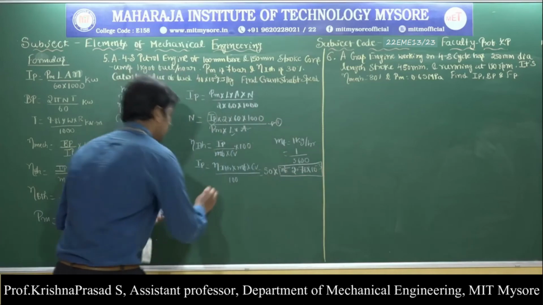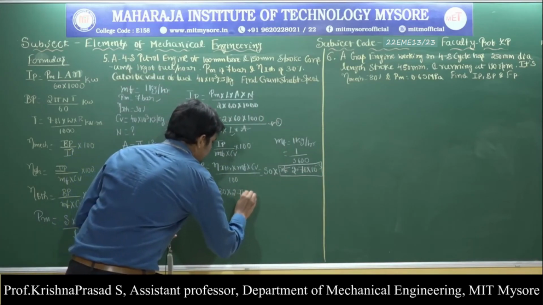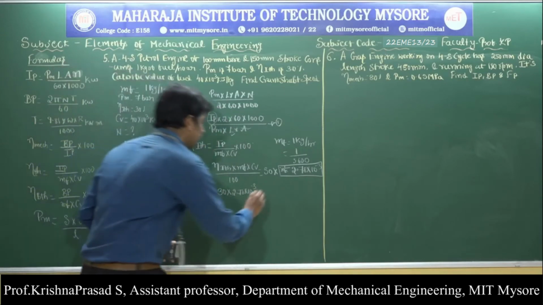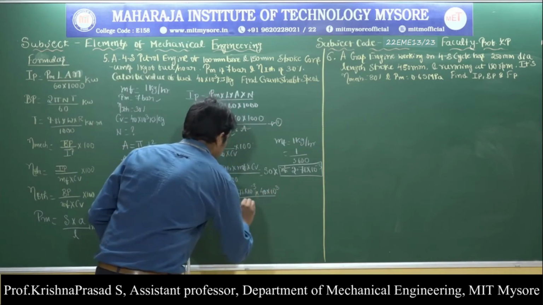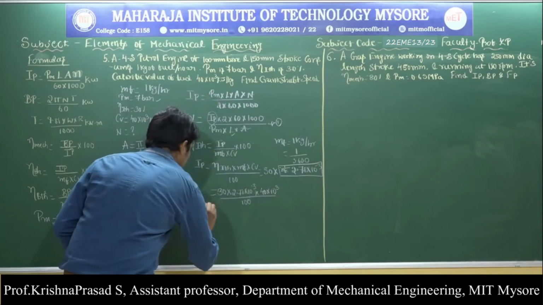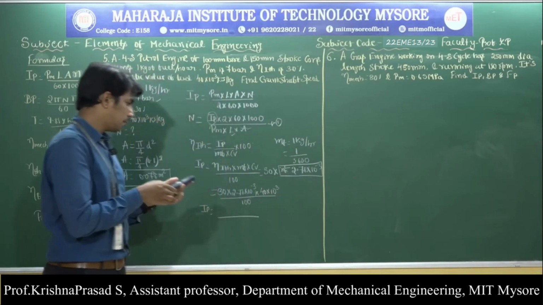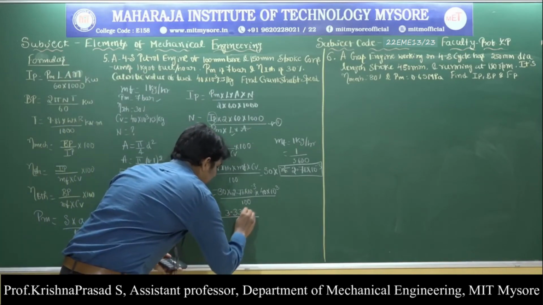Substitute the value of MF: 30 into 2.78 into 10 to the power of minus 3, and CV they have given, that is 40 into 10 to the power of 3, into 100. IP is equal to 3.33 kilowatts.